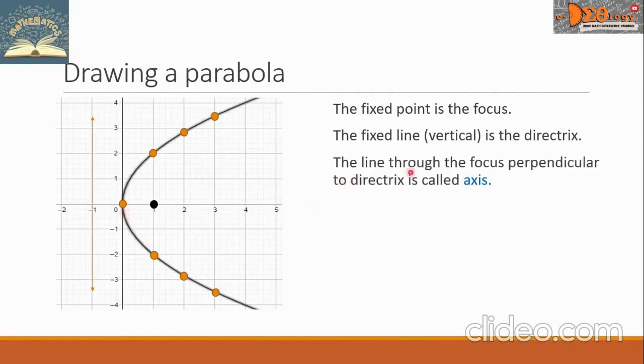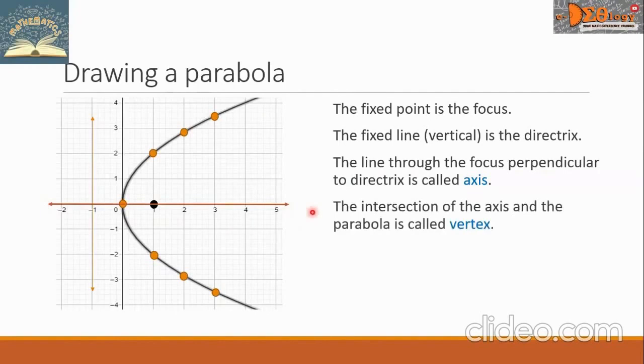Now, the line through the focus perpendicular to the directrix is called the axis. This line here is called the axis, which is also the x-axis in this example. The intersection of the axis and the parabola is called the vertex. This is the point. This is the vertex. And remember, this vertex is one of the points of the parabola.